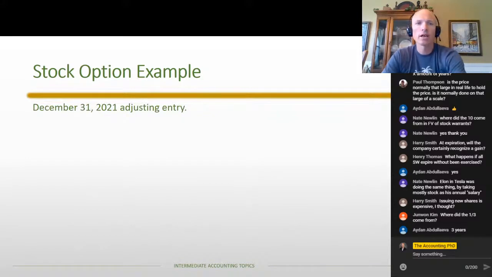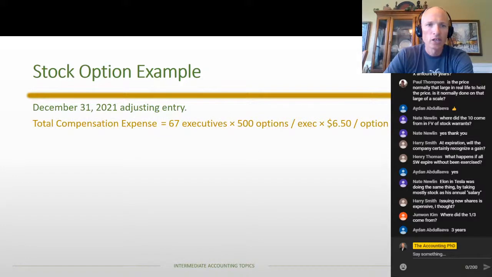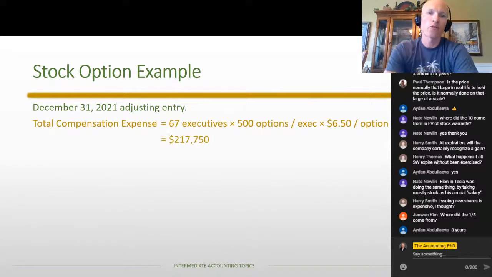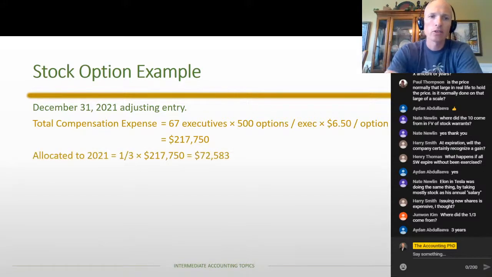So now we come to the end of the next fiscal year. At the end of 2021, in this case, we're down to 67 executives. Remember, before we had 75, but 8 left. Each of the remaining executives has 500 options, and the value of each option is $6.50. So the total compensation expense for all 67 executives is $217,750.